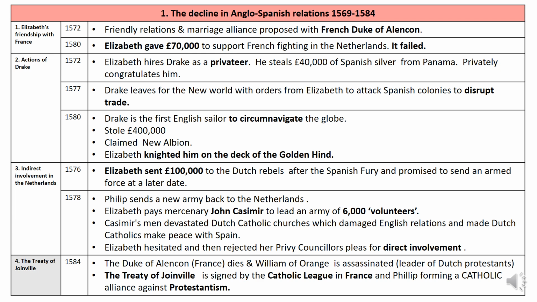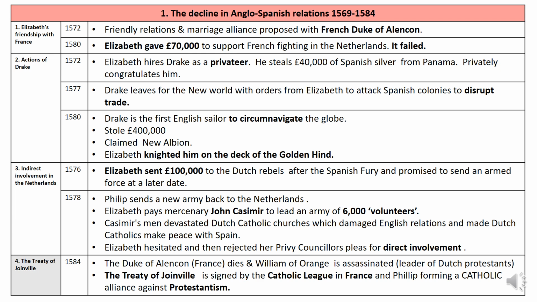Next then, we have more indirect involvement in the Netherlands. So after the Dutch rebels are involved with the Spanish Fury, Elizabeth sends £100,000 to Dutch rebels. The Spanish Fury is where the Spanish soldiers in the Netherlands have not been paid. Why have they not been paid? Well, their trade is being disrupted and there's a certain somebody plundering all of their ships. And it means that some of that money is not going to pay the soldiers.